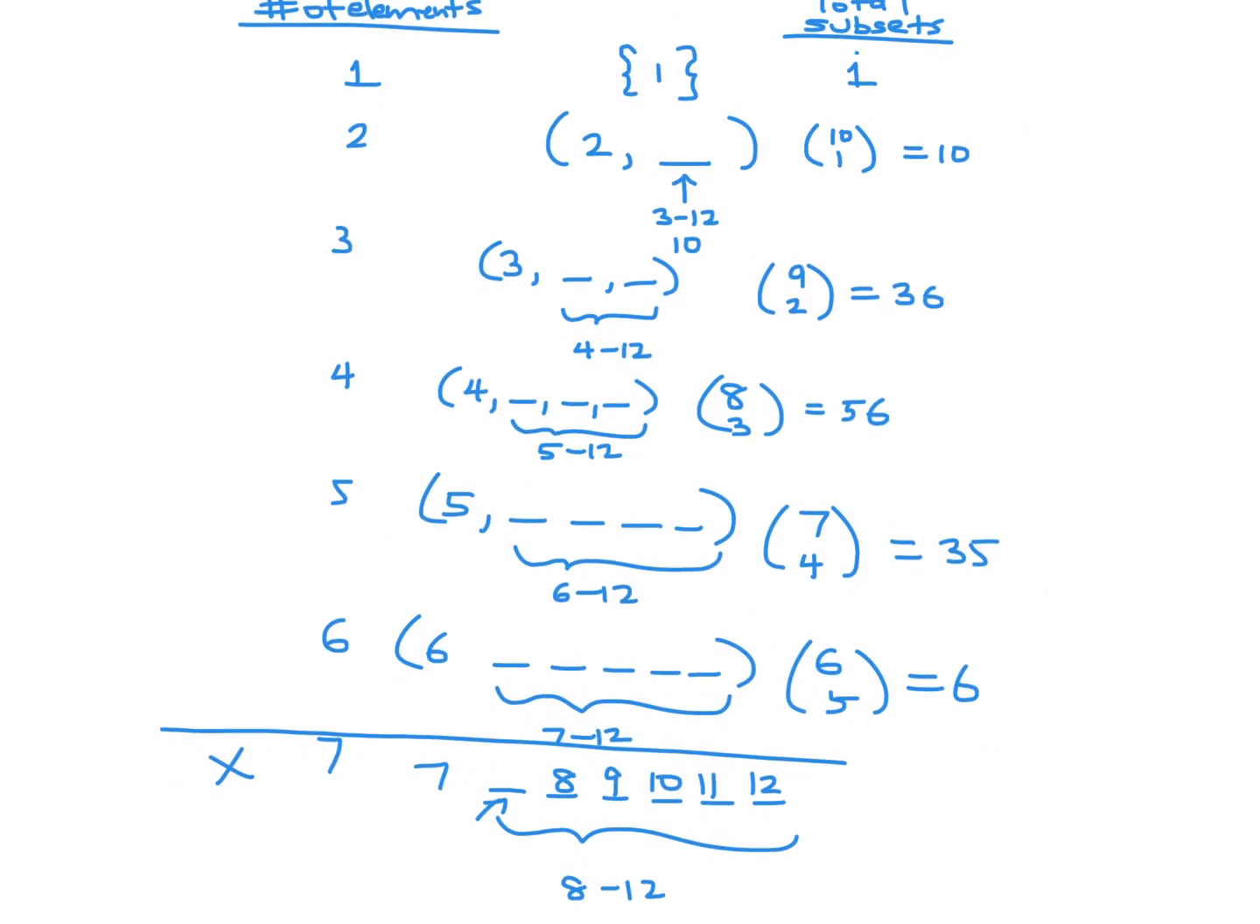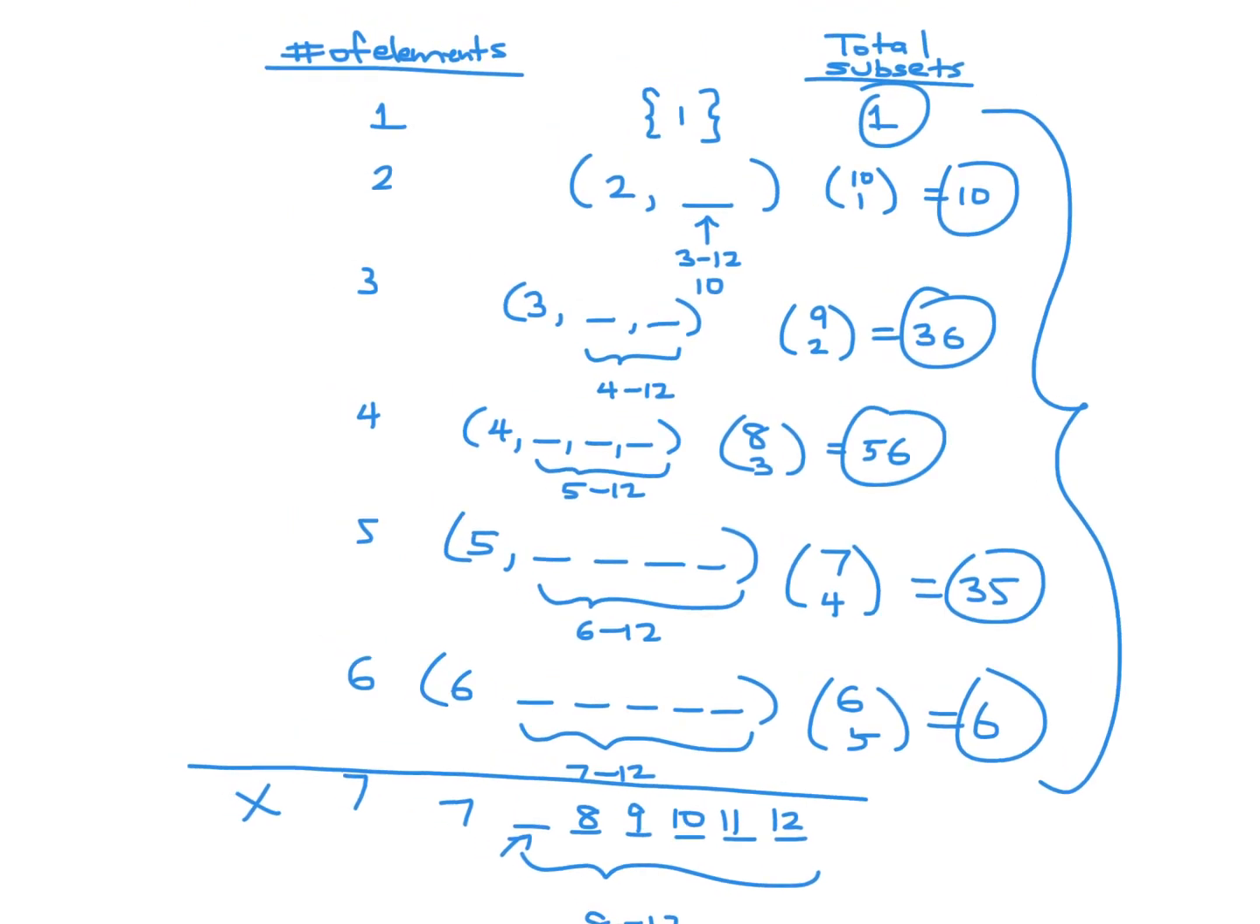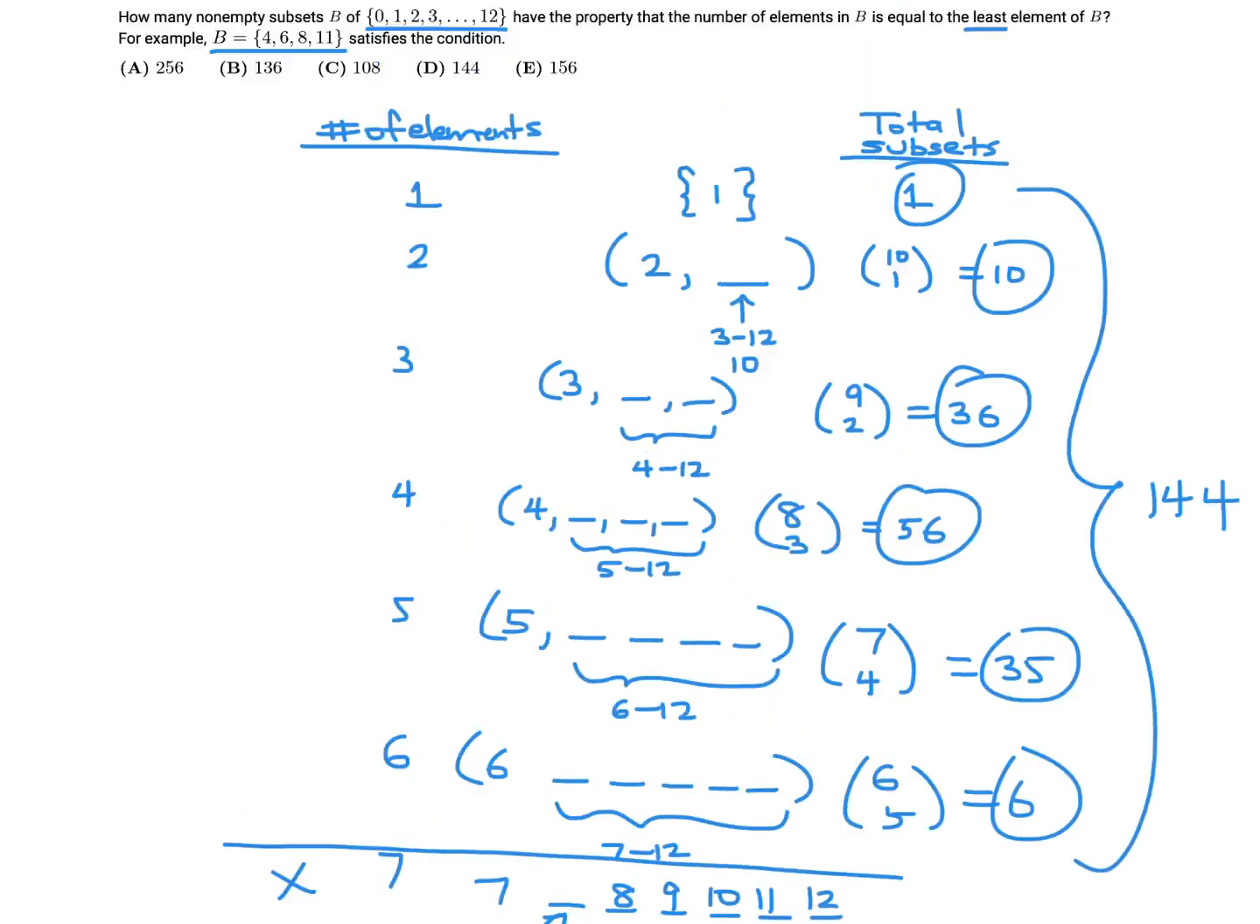So you add them all up: the 1, the 10, the 36, 56, 35, and 6. Those are the number of subsets. The grand total is 144 when you add those up. And 144 is D.